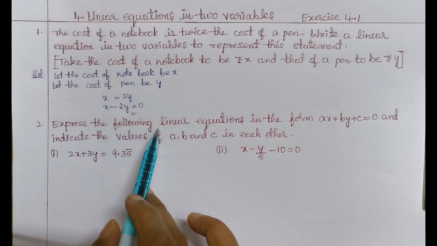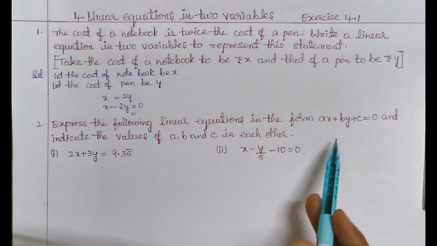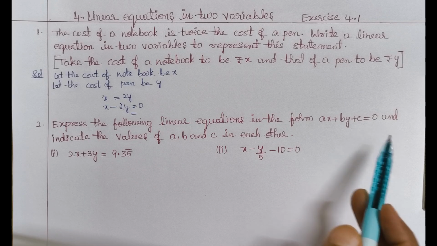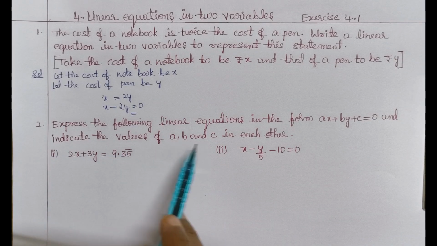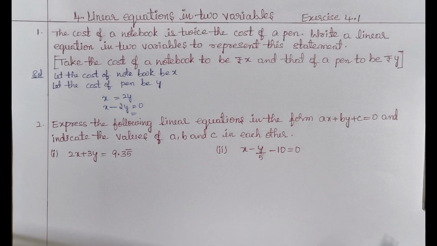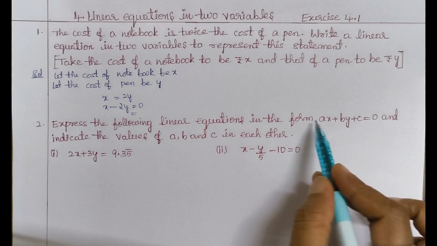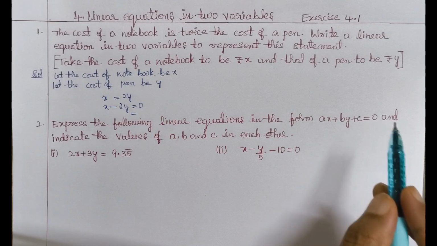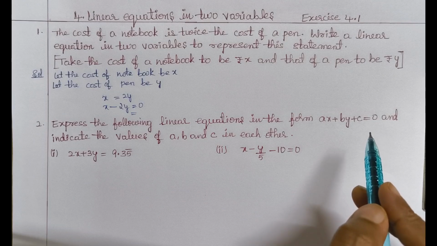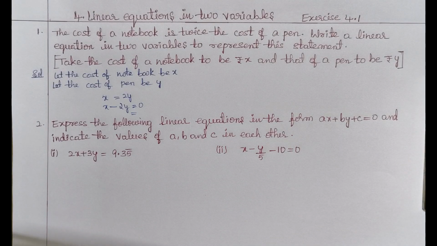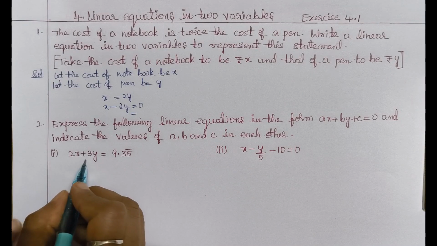See, express the following linear equation in the form ax plus by plus c equals 0 and indicate the values of a, b, c in each case. Okay, this equation we have to write in which form? Ax plus by plus c form. And again, what is a, what is b, what is c? Carefully see here. I am writing this one.